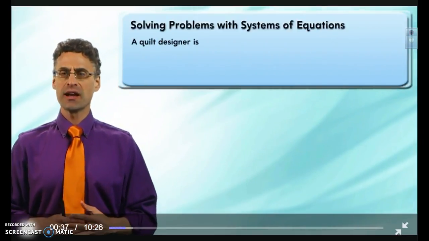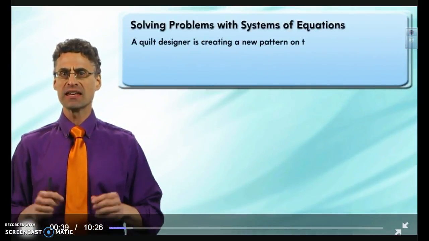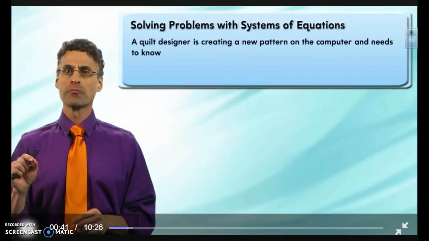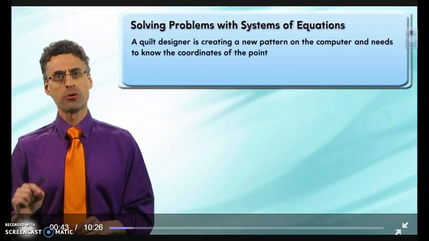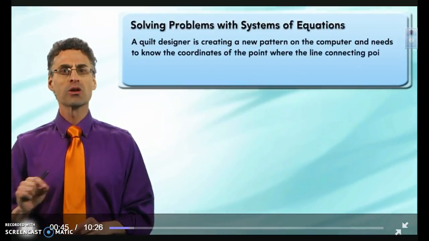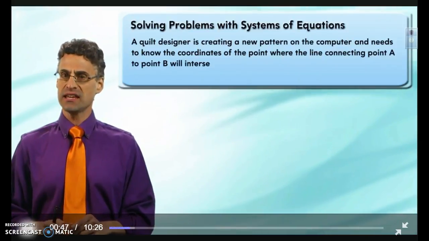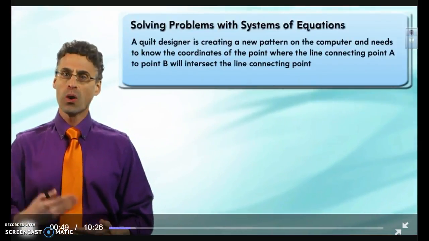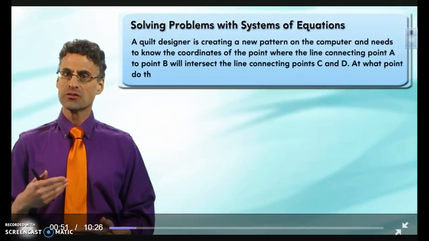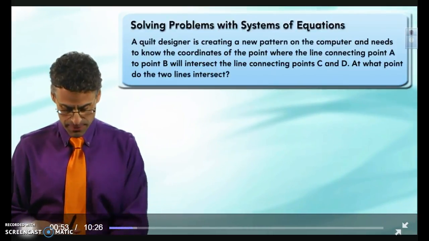So a quilt designer is creating a new pattern on the computer and needs to know the coordinates of the point where the line connecting the point A to B will intersect the line connecting points C and D. So here's our challenge. What point do the two lines intersect? So where is that point of intersection?